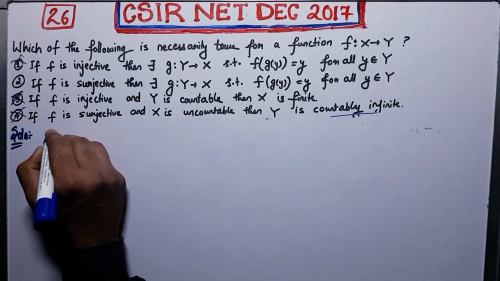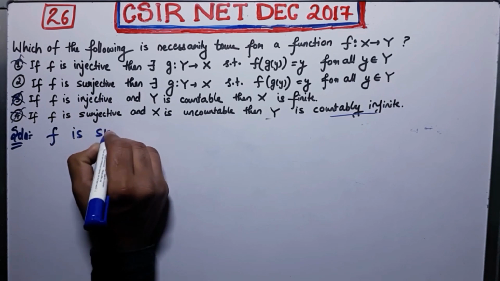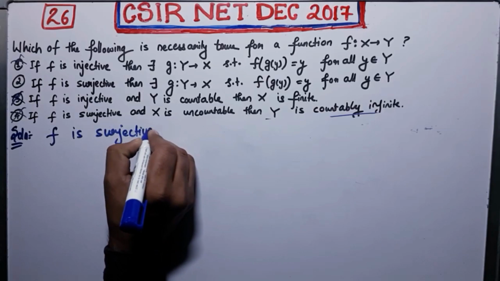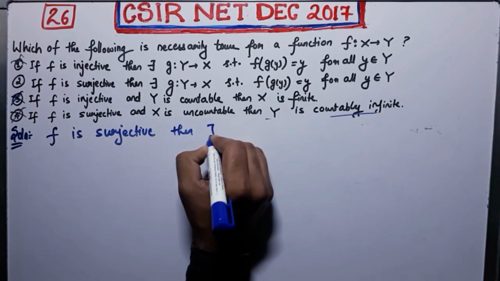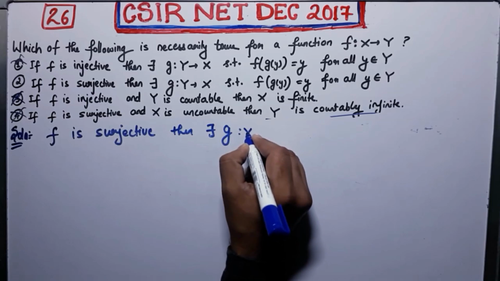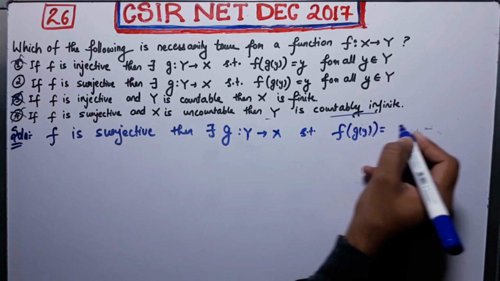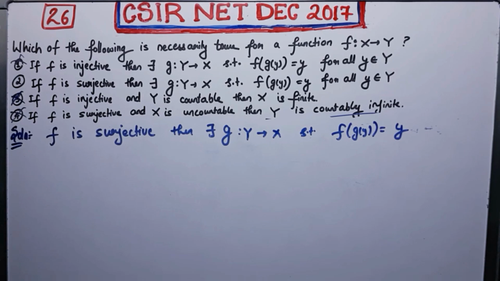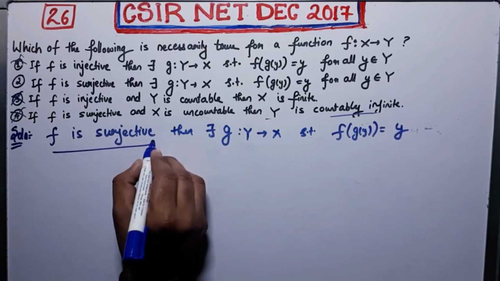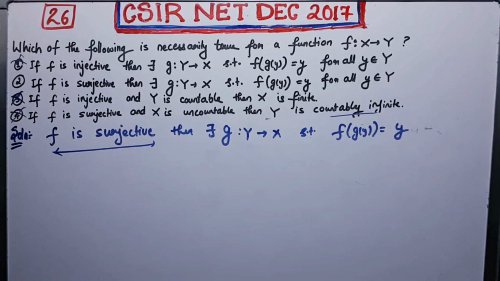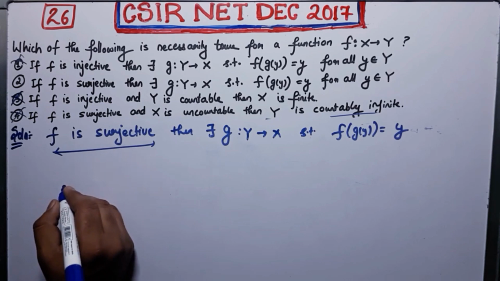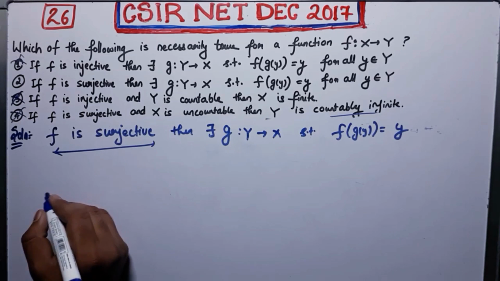Now what I have to prove is that if f is surjective, then there exists g from Y to X such that f of g of y is equal to y. This is what I am going to prove. Firstly I am going to use what is given to you. It is given that f is surjective, that means the pre-image of everything exists.